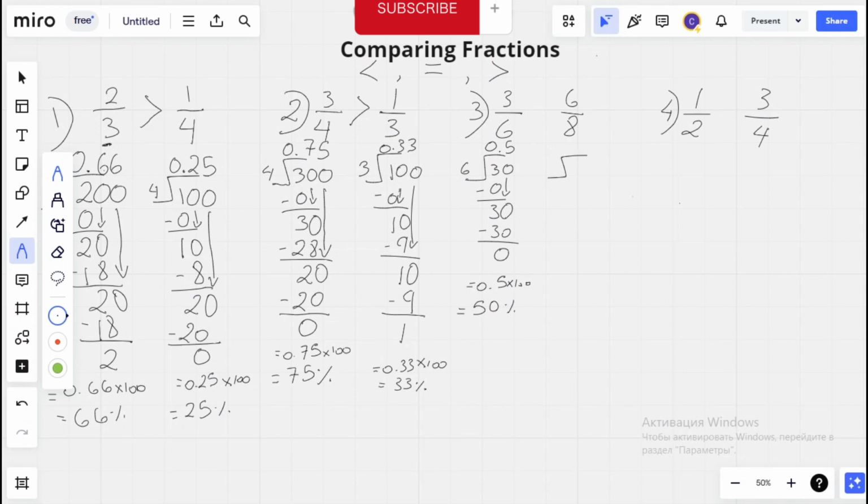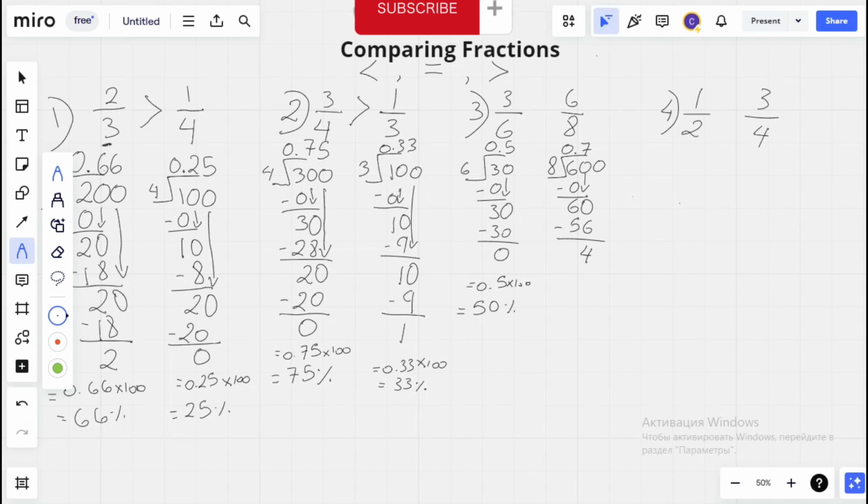Now what about the second one? We have 8 and 6. Now how many 8s can you put in 6? 0. And then 6 minus 0 is 6. 0, and we add the decimal. Bring down the 0. Now how many 8s can you put in 60? It is 7. 7 times 8 equals 56. 60 minus 56 equals 4.